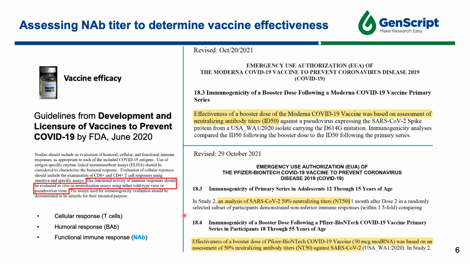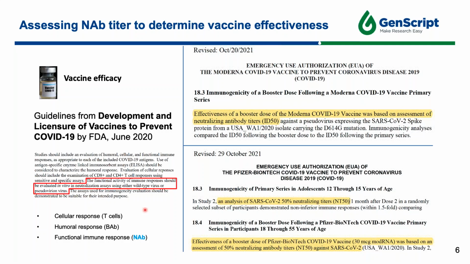Apart from use as a therapeutic, assessment of neutralizing antibody titer is also required to determine vaccine effectiveness. As shown here, according to the FDA's guideline on development and licensure of vaccines to prevent COVID-19, the functional activity of immune response, which is mediated by the neutralizing antibody, needs to be evaluated in vitro.